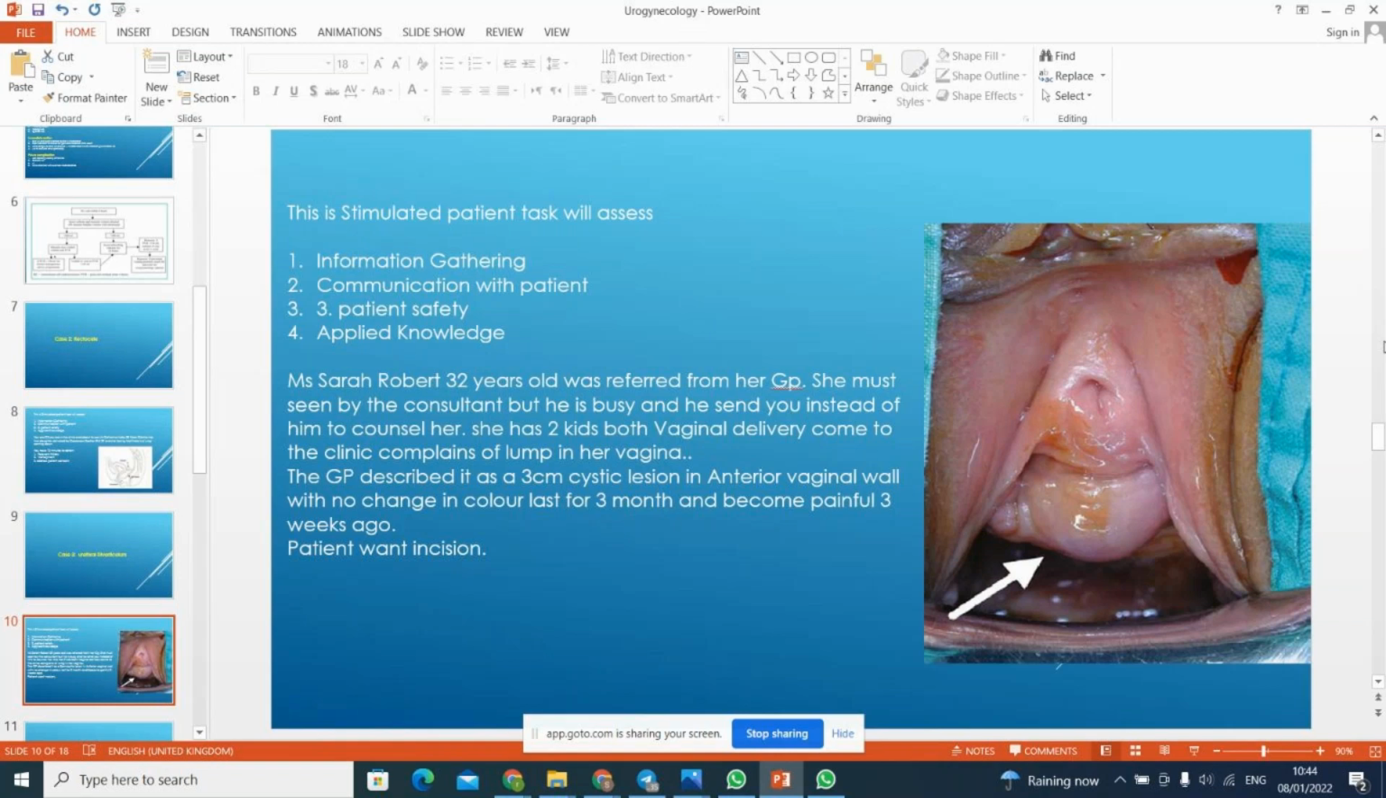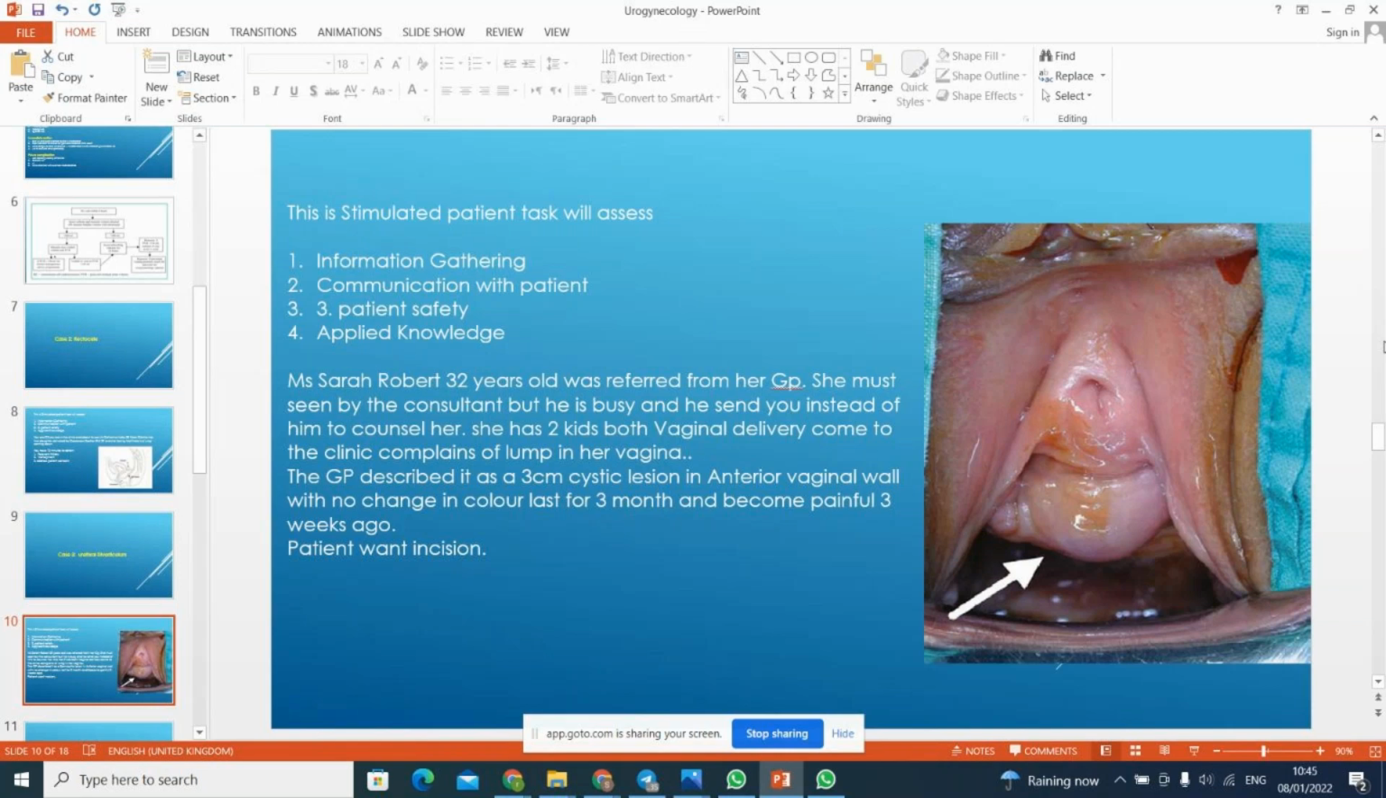As I understand from your notes, you are bothered by a lump in the vagina, which has been there for 3 months, and it is cystic, and you're feeling pain for 3 weeks, and you are here to see your management for that. Am I right? Yes, please.